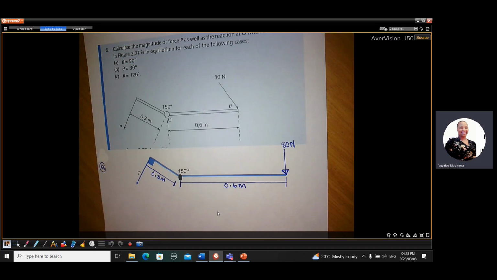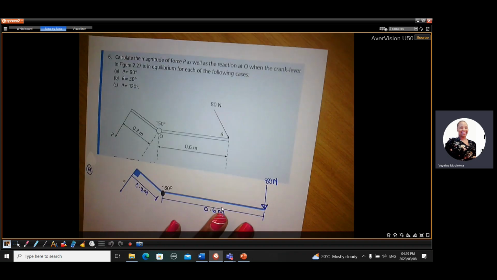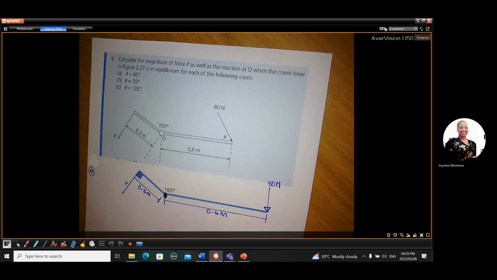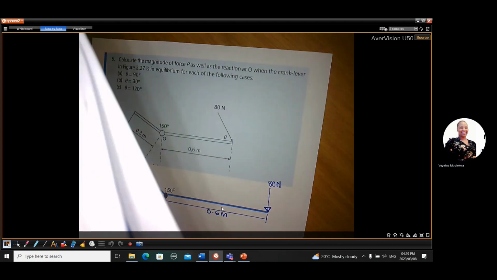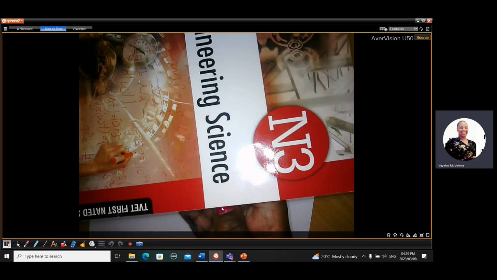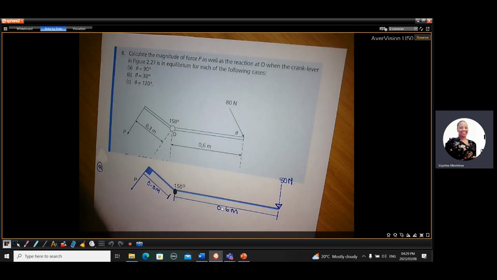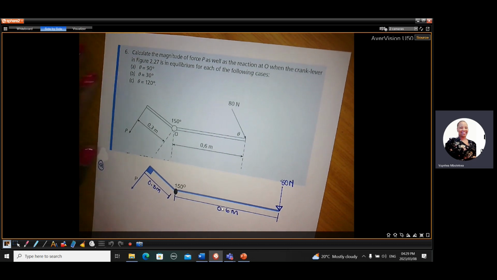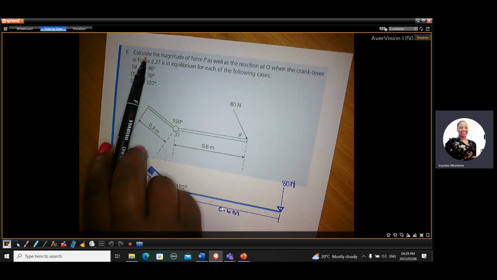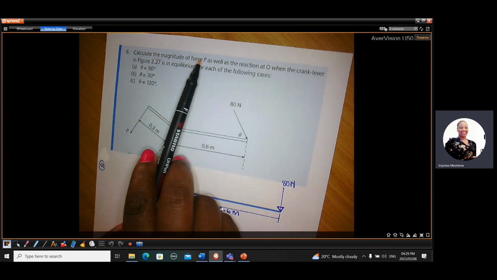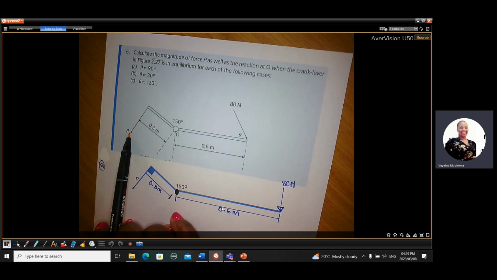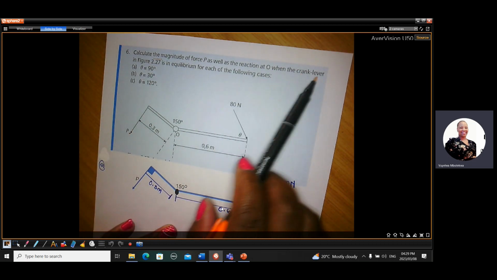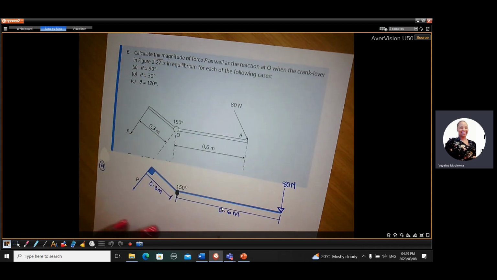Let's look at this example. This example is taken from activity 2.1 of the prescribed textbook, number 6 there. It reads: calculate the magnitude of force P, as well as the reaction at O, when the crank lever is in equilibrium.